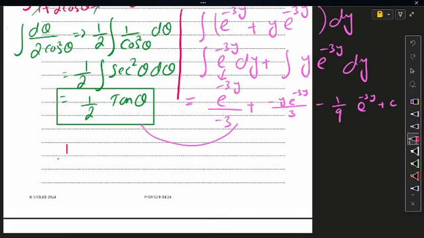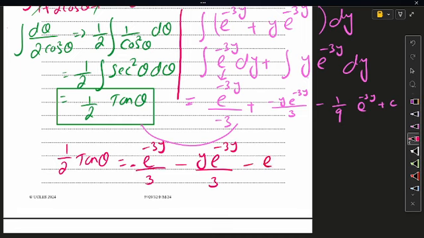So that becomes 1 half tangent of theta, which is equal to e raised to the power negative of 3y by 3 negative 1 plus, that is negative, so that becomes negative y times e raised to the power minus 3y by 3 negative e raised to the power minus 3y over 9 plus some constant of integration that I marked as c.